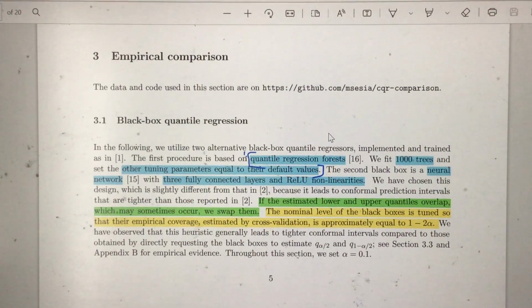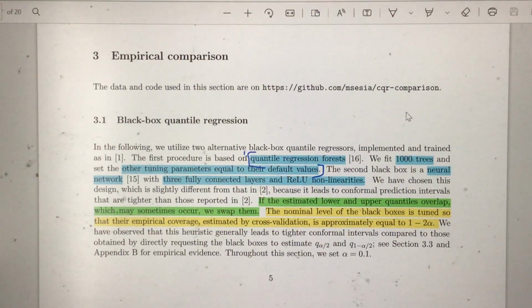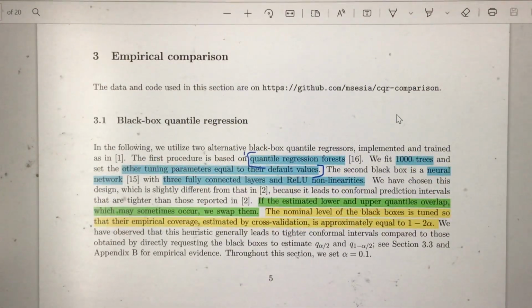One is quantile regression forest, where they fit 1,000 trees and set the other tuning parameters to their default values. The other one is a neural network, where they use 3 fully connected layers and ReLU nonlinearities. They use these two settings for both the simulation and the real data analysis.